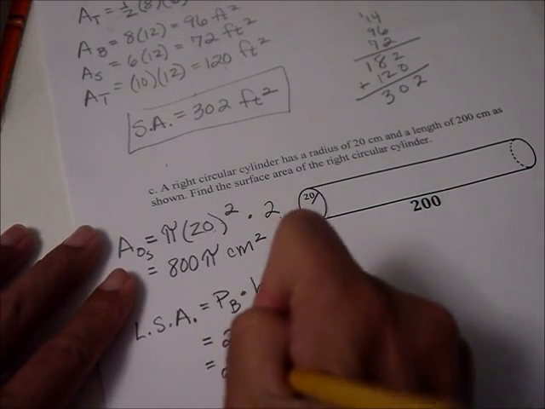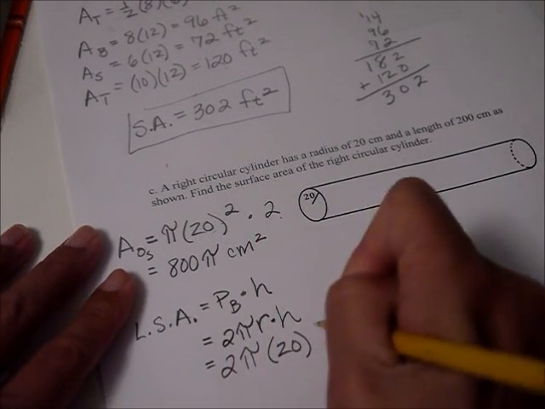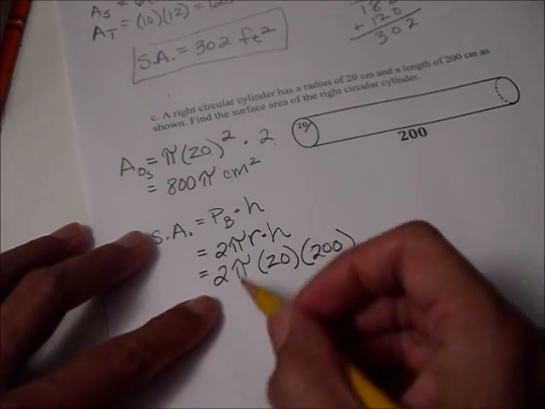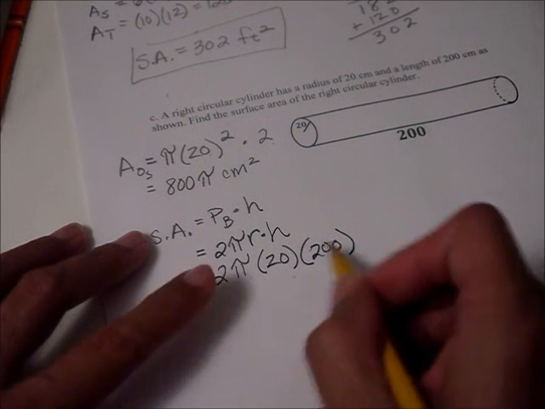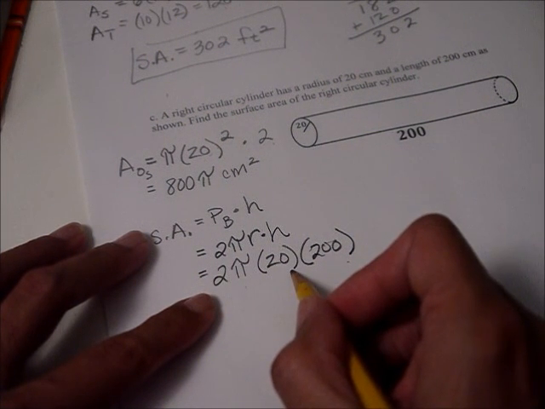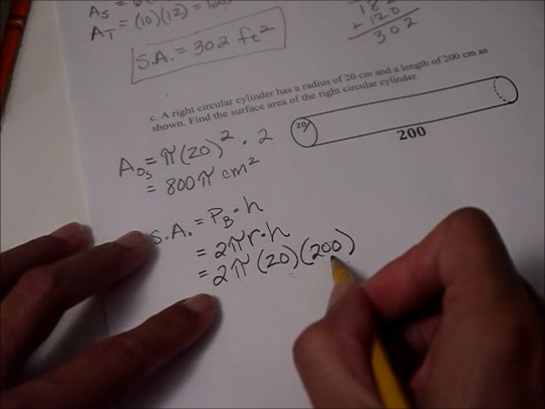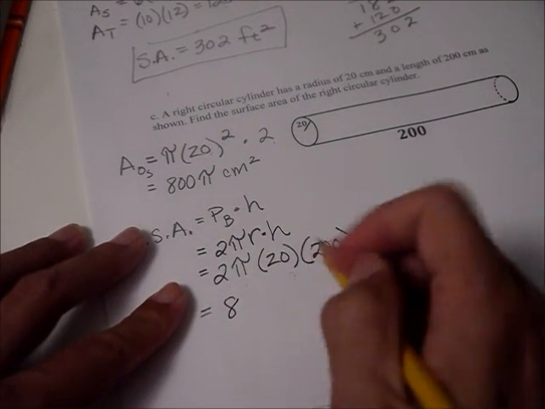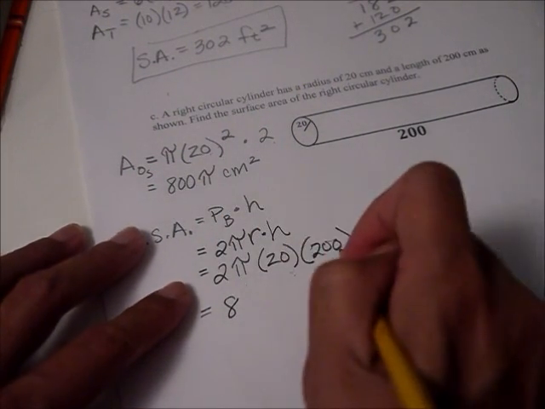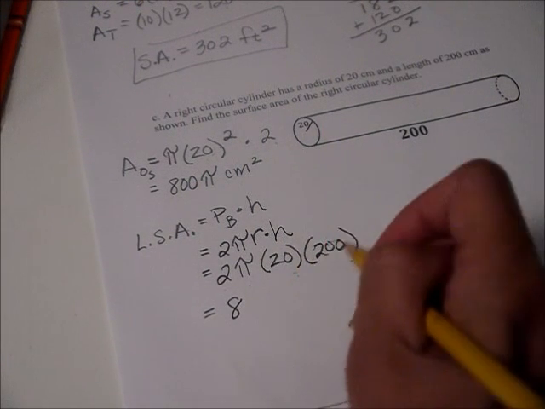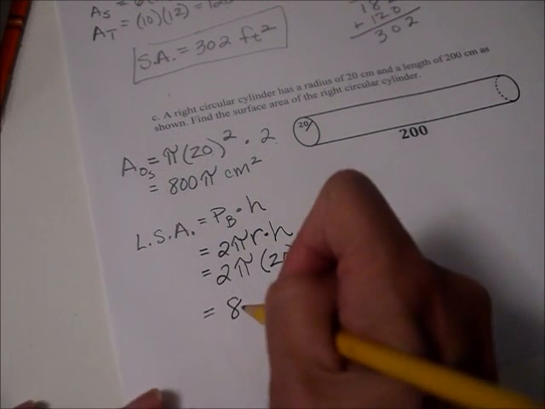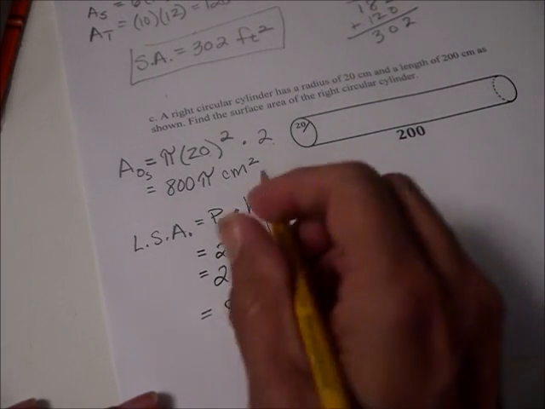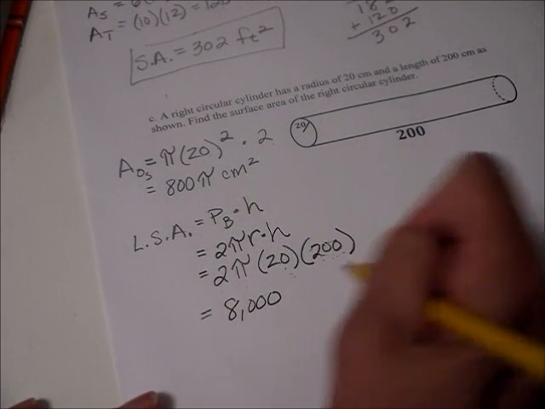Okay, let's plug in 2 pi, our radius is 20, and our h is 200. Okay, so now we've got 2 times 20 times 200. 2 times 20 is 40. 40 times 200 is 8,000. I think of it this way. 2 times 2 times 2 is 8, right? And then we've got 40 times 200, and so we get 3 zeros. 1, 2, 3. Okay, so there's our perimeter of base times height. So that's our lateral surface area.